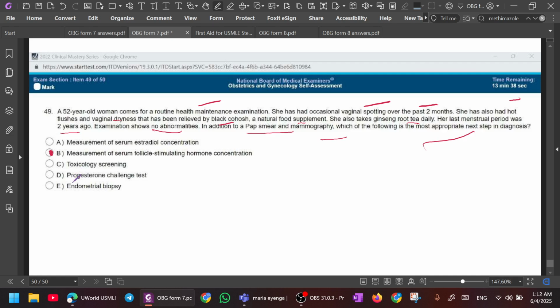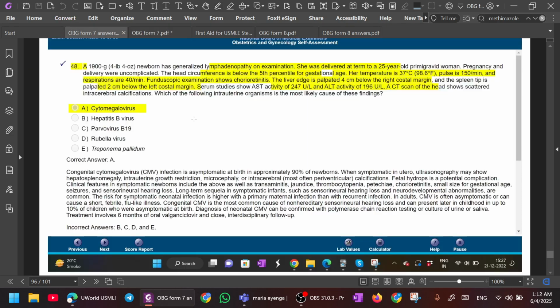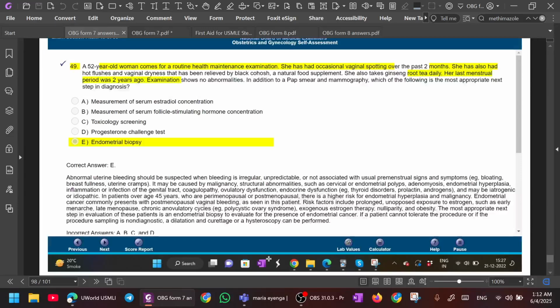So it's endometrial biopsy. Abnormal uterine bleeding should be suspected when bleeding is irregular, unpredictable, or not associated with signs of menstruation. It may be caused by malignancy, structural abnormalities such as cervical or endometrial polyps, adenomyosis, endometrial hyperplasia, inflammation, infection, coagulopathy, ovulatory dysfunction, endocrine issues. It may be idiopathic. In patients over 45 who are perimenopausal or postmenopausal, there is a higher risk of endometrial cancer. Endometrial cancer commonly presents with postmenopausal vaginal bleeding, as seen in this patient.